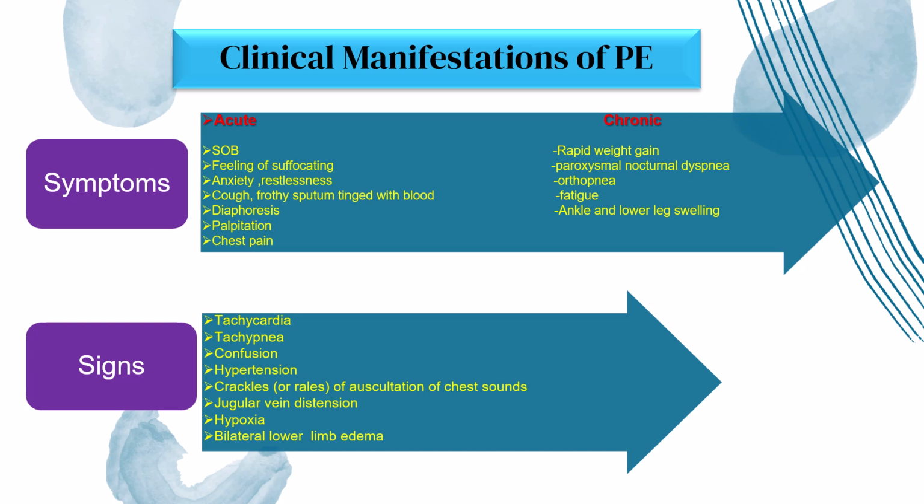Signs that you will see as a healthcare provider: tachycardia, because your whole system and your heart is trying to pump faster or more efficiently to bring down this congestion. Tachypnea, confusion, hypertension, crackles. You can forget anything in pulmonary edema except this one sign, crackles, which you can only identify by auscultation of chest sounds. Jugular vein distension, hypoxia, bilateral lower limb edema.